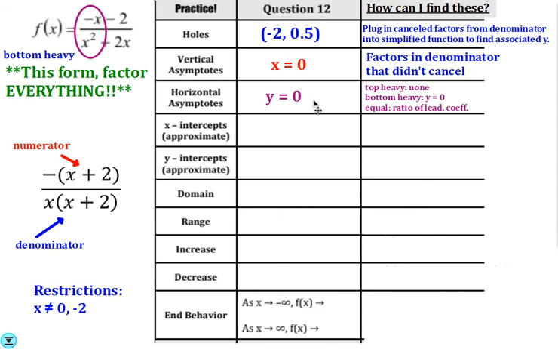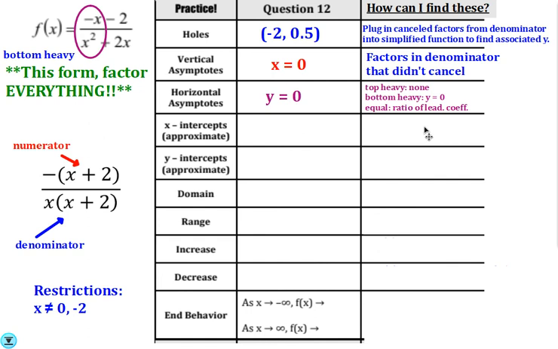If, for instance, your powers are equal, if I had an x squared over an x squared, I want to look at the ratio of the leading coefficients. So if both of these were x squared, I would have a -1 over 1. -1 over 1 is -1, so y would equal -1 in that example. But in this case, we are considered bottom heavy, so y equals 0.